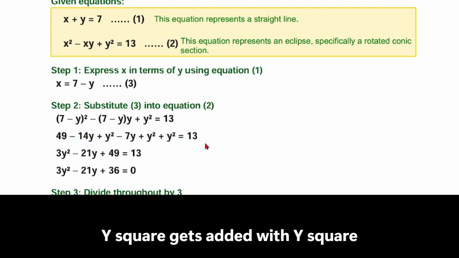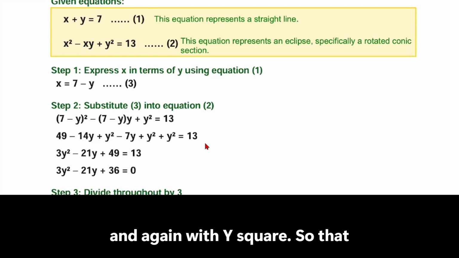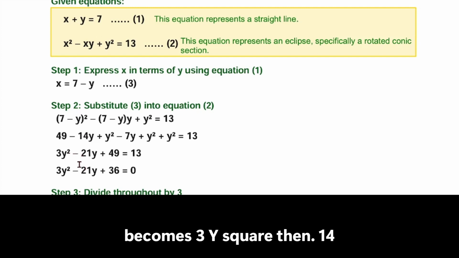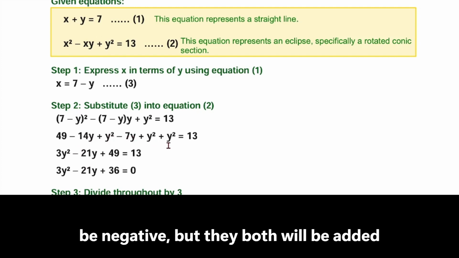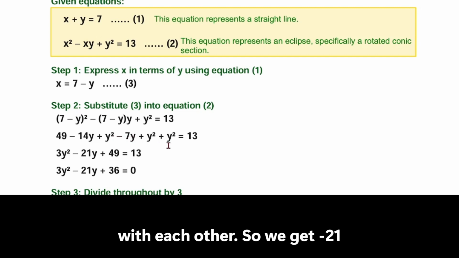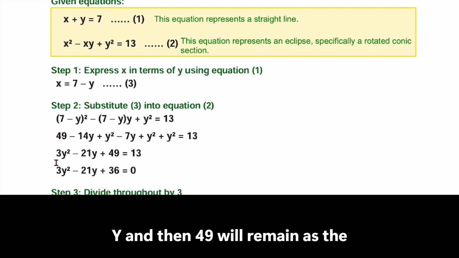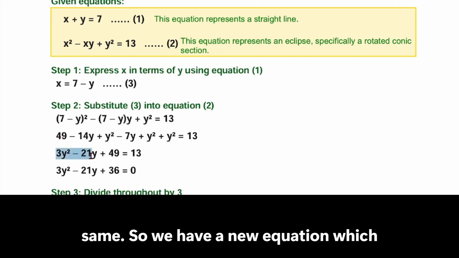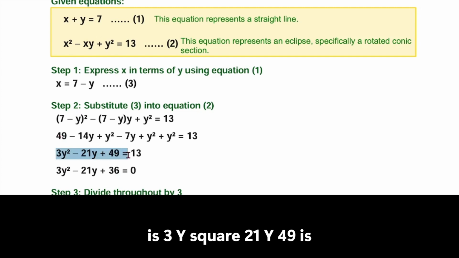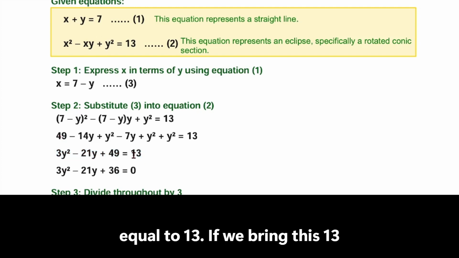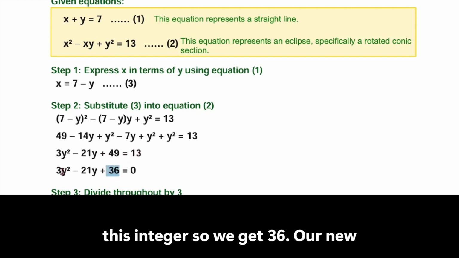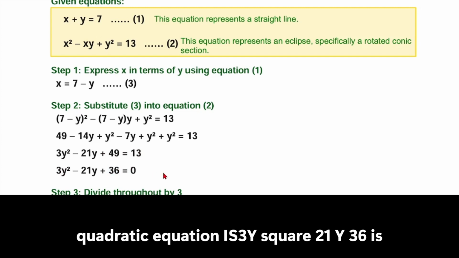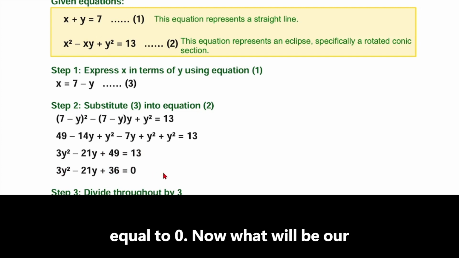So here y square gets added with y square and again with y square. So that becomes 3y square. Then minus 14y is combined with minus 7y. Our sign will be negative, but they both will be added with each other. So we get negative 21y, and then 49 will remain the same. So we have a new equation which is 3y square minus 21y plus 49 is equal to 13. If we bring this 13 to the left, 49 will be subtracted with this integer, so we get 36. Our new quadratic equation is 3y square minus 21y plus 36 is equal to 0.